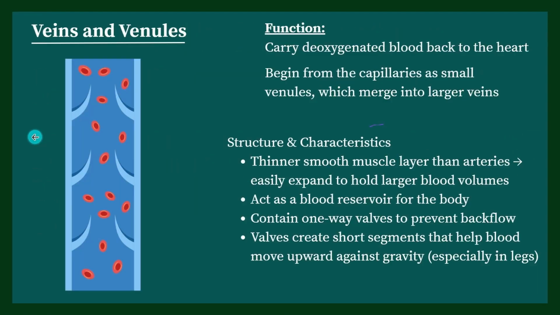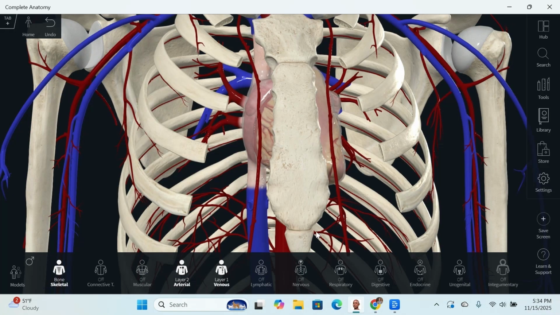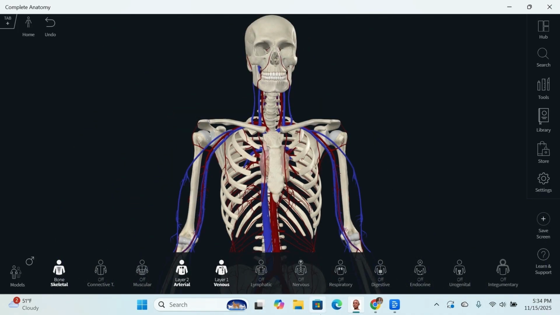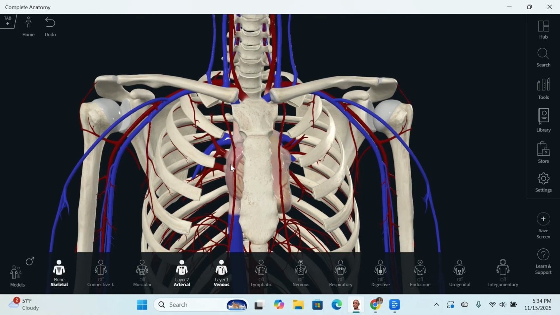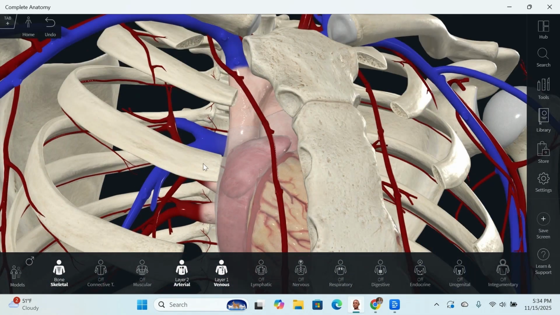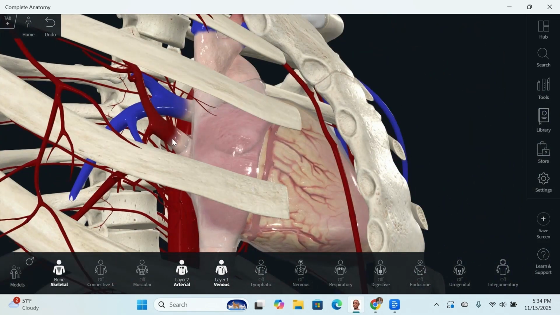All right, so before we start the MBLEx practice questions, I want to come over here and talk about the names for all of these arteries and veins. So typically the arteries and veins are named according to the body part that they live in. So if we come in here, we've got the vena cava here, and we've got the aorta coming out.